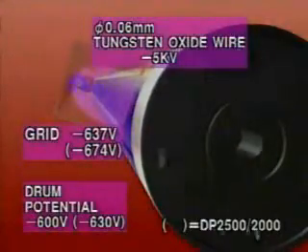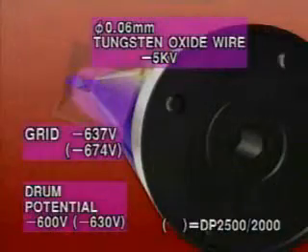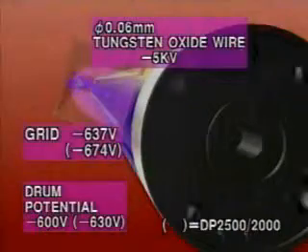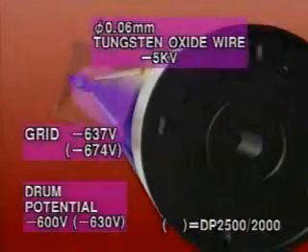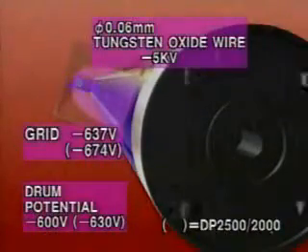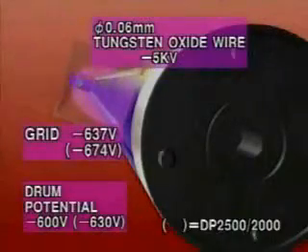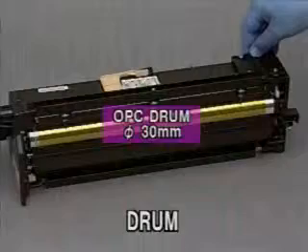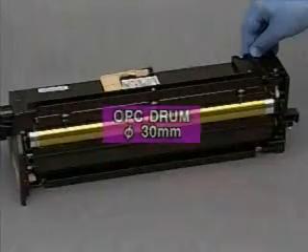charger grid is biased at -637 volts. As a result, by applying a charge evenly to the surface of the photosensitive drum, the electric potential of the surface becomes about -600 volts, which is almost the same as the grid voltage. An OPC drum with a diameter of 30 millimeters is used for the drum.